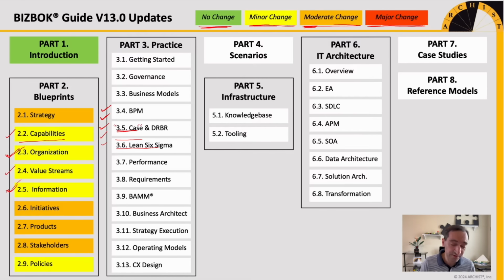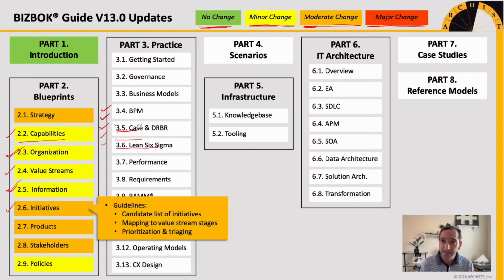Again, we're going to touch on that again in the stakeholder mapping section. And then moving on to section 2.6, that's initiative mapping. We see some moderate changes here, specifically under the guidelines. So we could identify candidate list of initiatives, and that's actually great to see in the latest version of the BIZBOK guide, because that indeed happens in practice.